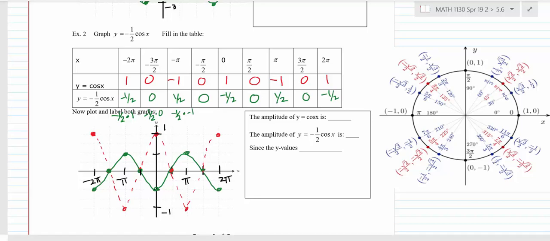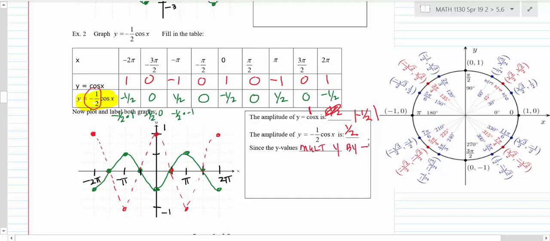All right, so what is the amplitude of negative 1/2 cosine x? Is it negative 1/2 or is it 1/2? It's 1/2. It's always positive. Amplitude is a positive number. So you always take the absolute value of the number in front of a trig function, and that gives you the amplitude. The amplitude of the cosine is 1. The amplitude of the negative 1/2 cosine x is 1/2. And again, that's because you multiply y values, and you're really multiplying by negative 1/2. That's what causes the reflection.